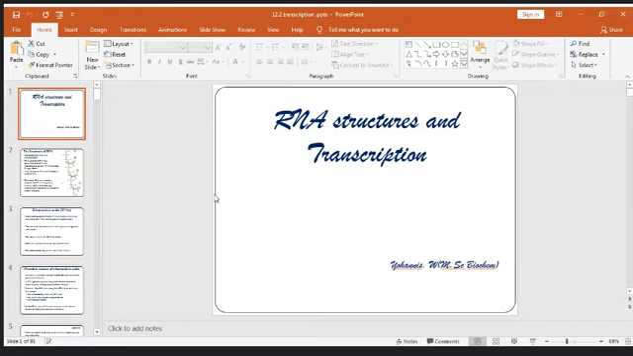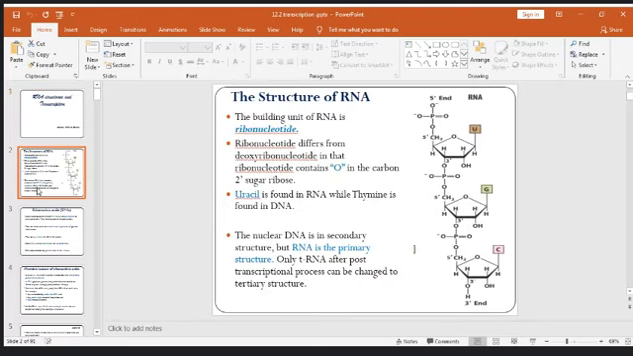The major types of RNAs synthesized under this process are the messenger RNA, the transfer RNA, the microRNA, and other types of RNAs, which are very important for the final translation process of the nucleotide sequences to the proteins. So, when we see the structure of RNA, the building unit of RNA is the ribonucleotides, as we discussed in the first nucleotides part as well.